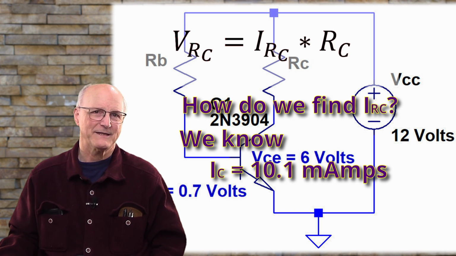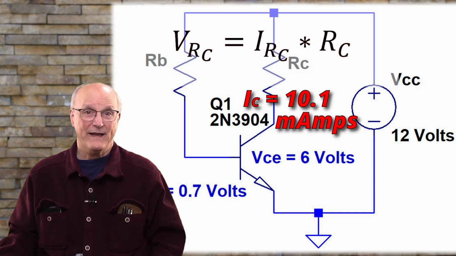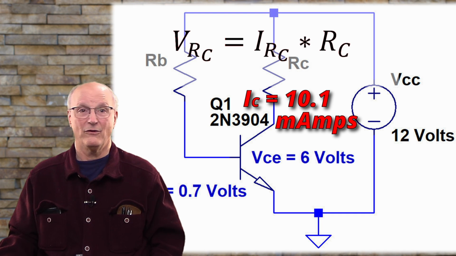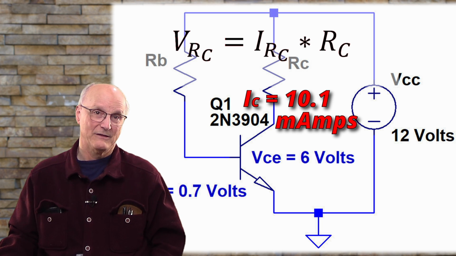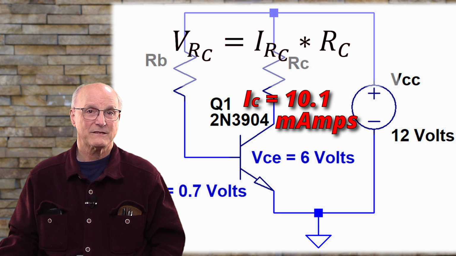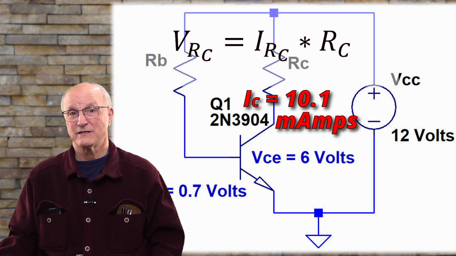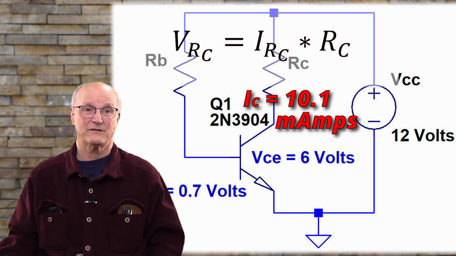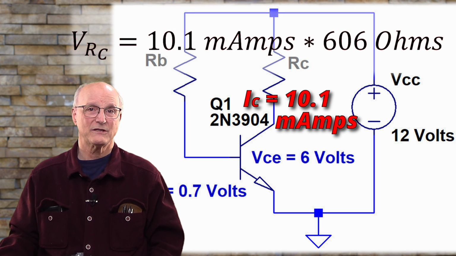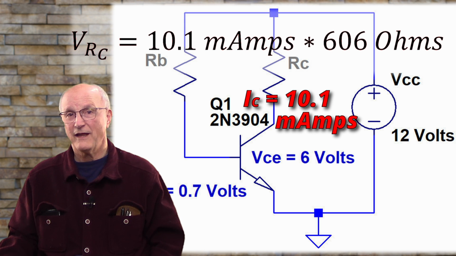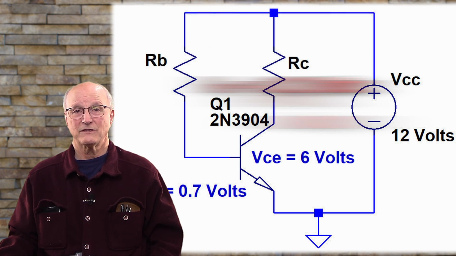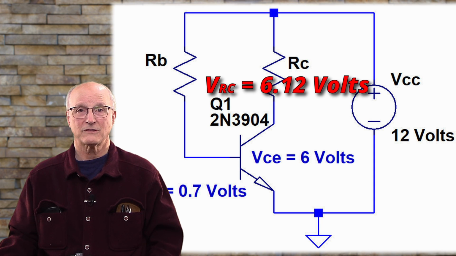Oh, fantastic. Now we can calculate the voltage across the collector resistor using our Ohm's law equation. So with a collector current of 10.1 milliamps and a collector resistor value of 606 ohms, this gives us the voltage across the collector resistor of 10.1 milliamps times 606 ohms, which gives us a voltage of 6.12 volts.